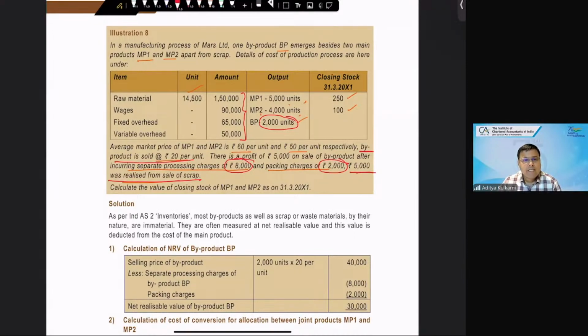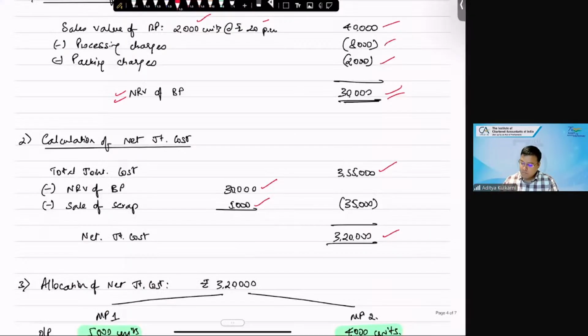Excuse me, sir. Yes. Sir, we have calculated the NRV of byproduct. Then how can we decide whether the byproduct is material or not? See, unfortunately, Ginny, the standard does not prescribe guidelines for materiality. That is a judgment call that needs to be taken.